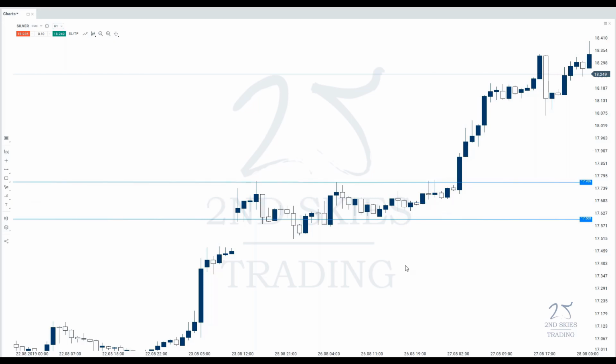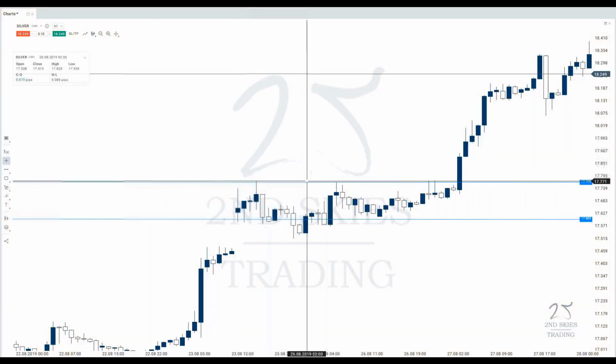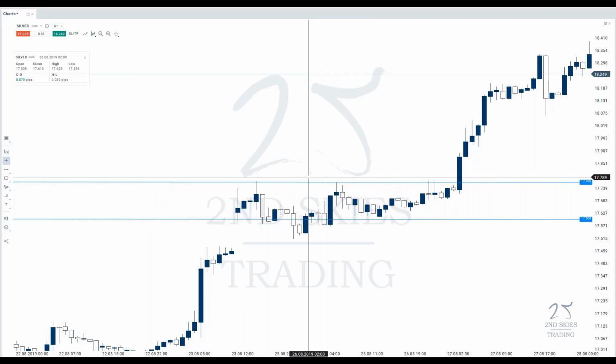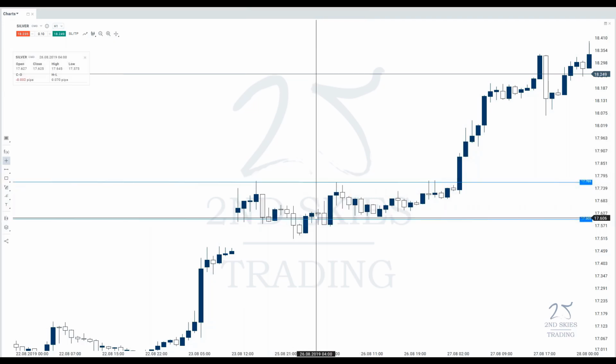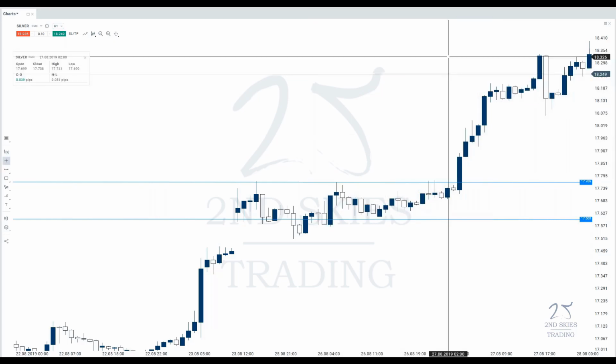And then in terms of my target, I'm going for a minimum of plus 2R. So let's say you took the second weakest reaction. Let's say you got in, including spreads, at 1778 or 1779. So you're in at 79 and your stop loss is at 60. So there's a 19-cent stop loss and you're in at 79. This thing went all the way up to 1832, which is 56 cents on a 19 pip stop loss. It's about a plus 3R on that one.